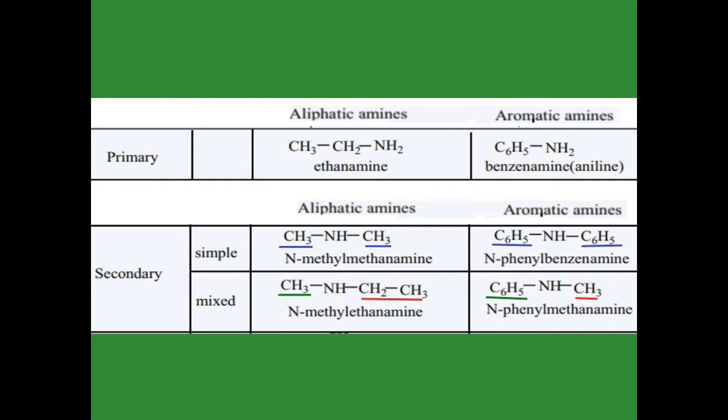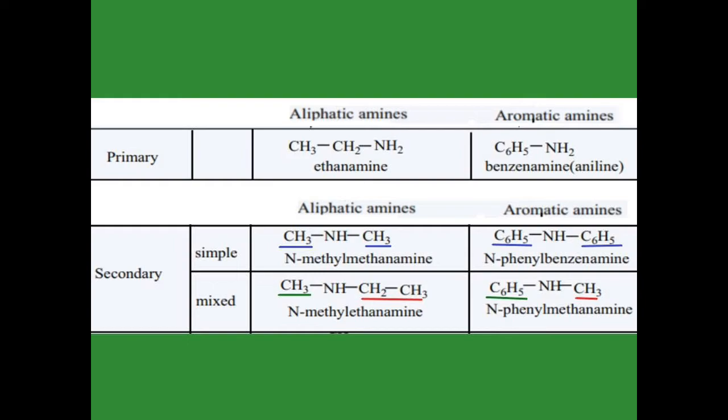And here, aromatic amine. See the example: aniline, the common name is aniline. The nitrogen is containing only one aryl group, C6H5, and the IUPAC name: C6H5 is benzene, single bond, ane, and then amine, benzenamine. The secondary one is split into two: simple and mixed.